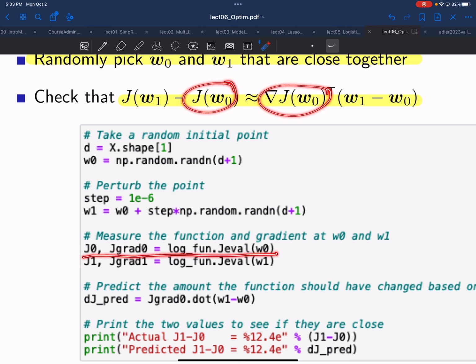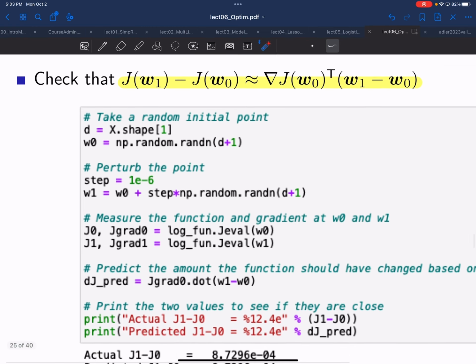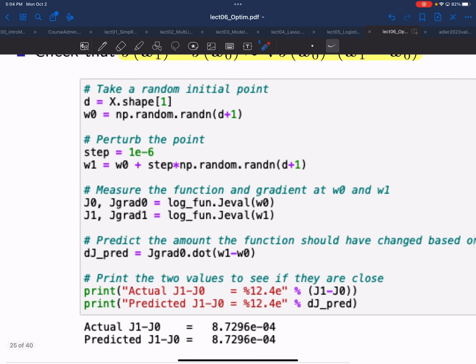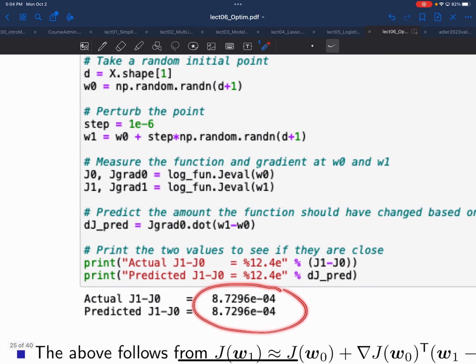here, the J and the gradient at W0, and then we're going to compute J at W1. Well, of course, we also get the gradient. We won't use it. And now we can essentially compute this. This is our predicted difference between J1 and J0. And then let's also print out the actual difference between J1 and J0. And you can see up to 5 digits of accuracy, they're the same.